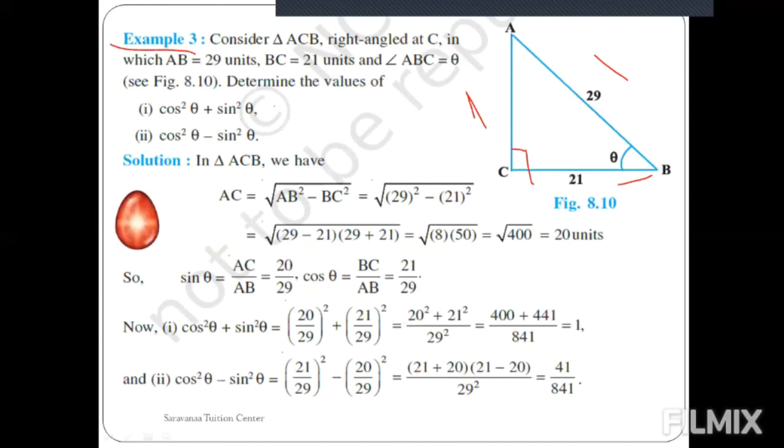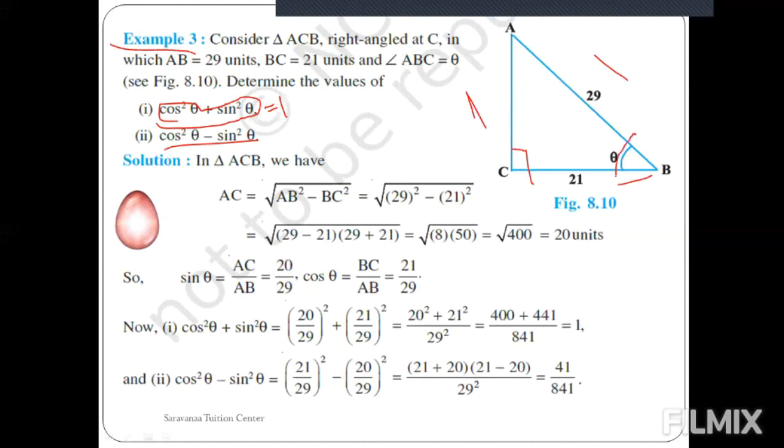So the first formula is sin square theta plus cos square theta equals 1. That formula you will be using in part 2. So that's the thing we are going to use here. The answer will be 1. No need to do big calculations. Just use the formulas. And for cos square theta minus sin square theta.